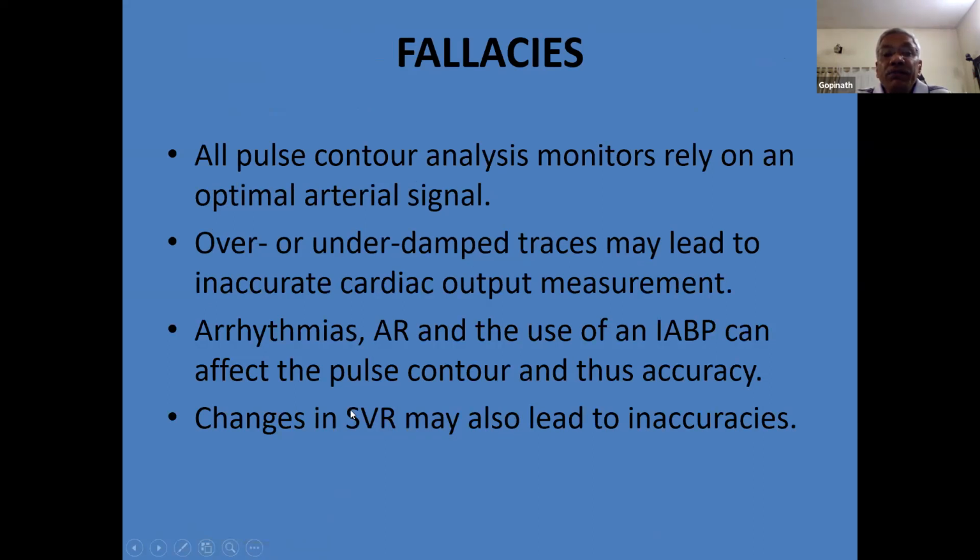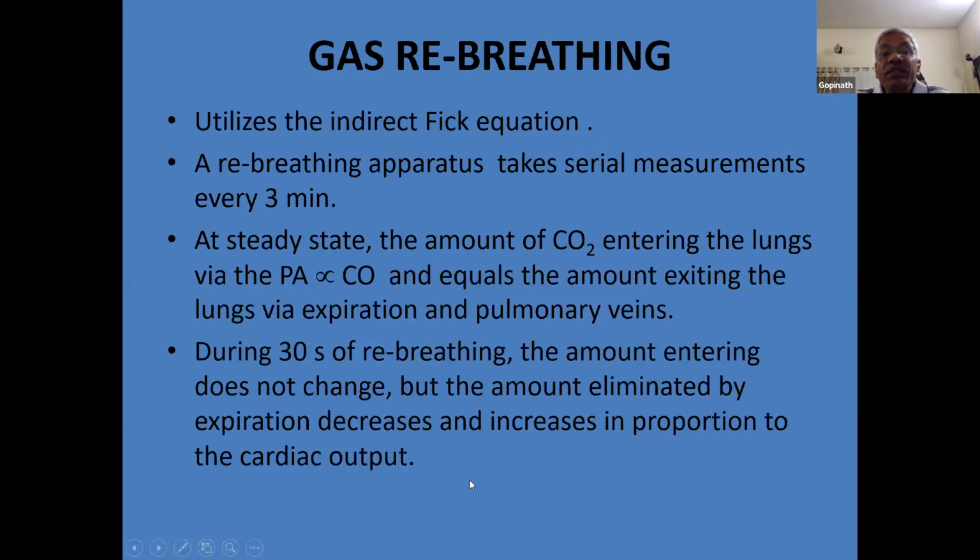There are various fallacies of pulse contour analysis monitors, because one is that you have to have an optimal signal. So if it is damped or underdamped, then you have a problem. And dysrhythmias, like I said, or use of mechanical circulatory assist devices like IABP, or aortic regurgitation, all of them can make it inaccurate. Same thing with changes in the SVR. So there are some fallacies, but still it's a very good clinical monitor on a day-to-day basis.